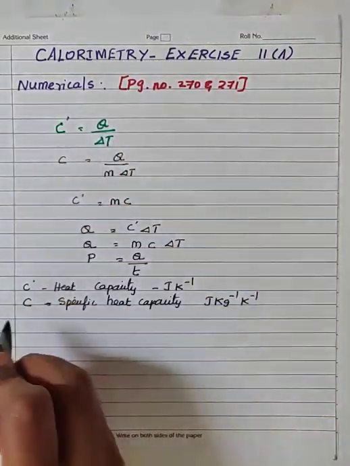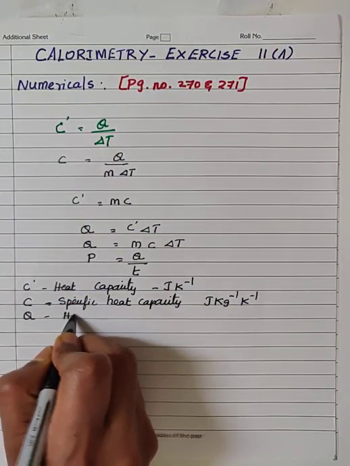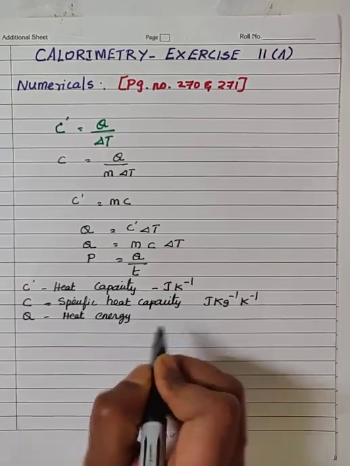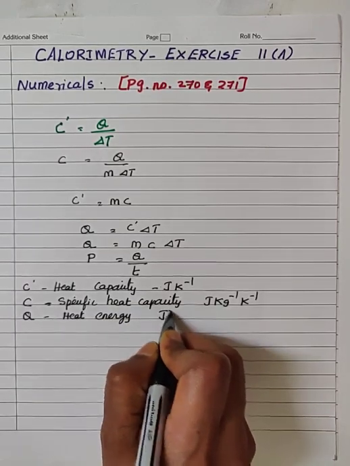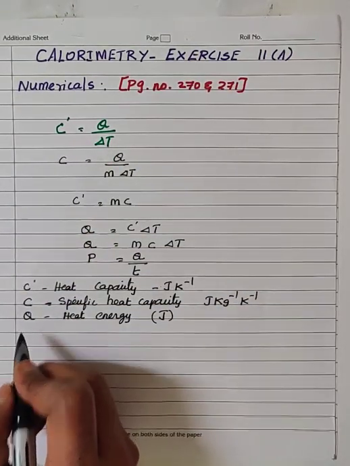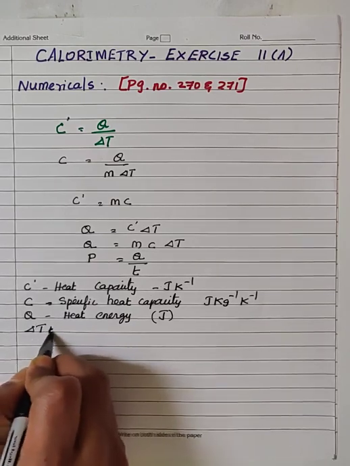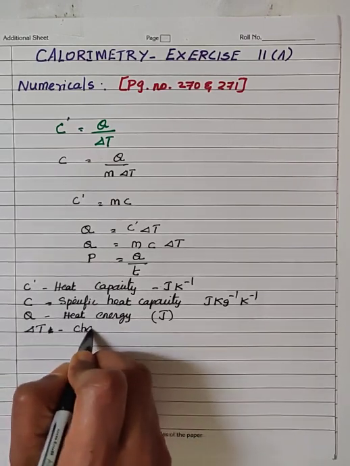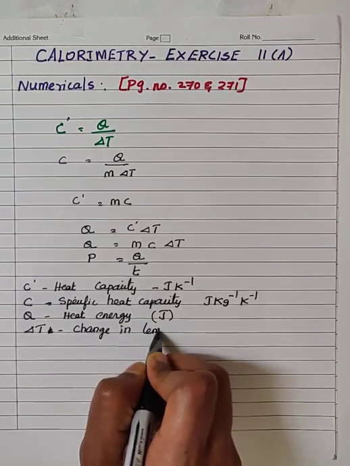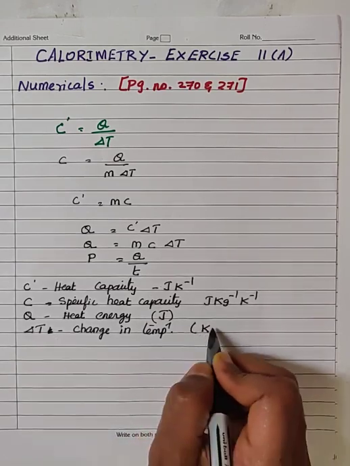And in this expression Q represents quantity of heat energy. That is, it represents the energy. The SI unit of energy is Joule. Next one, delta T. Normally T represents the temperature. Delta T represents the change in temperature, whose SI unit is Kelvin.